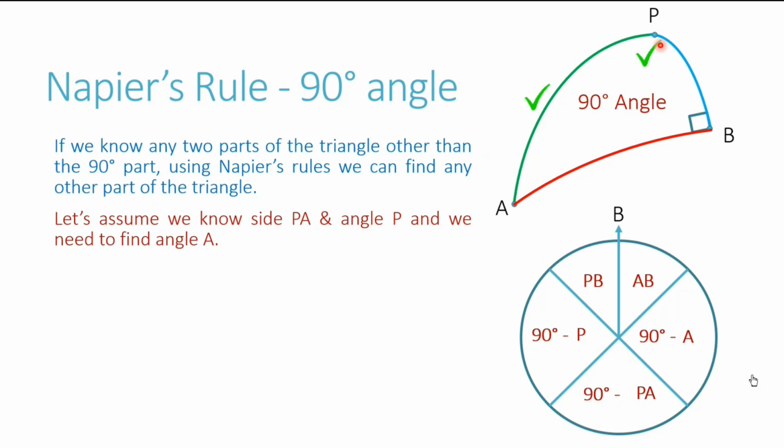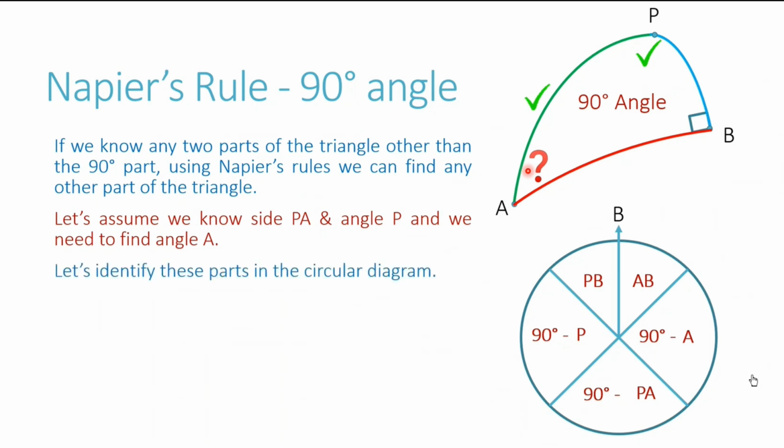And now using Napier's rule, we want to find out angle A. We can find out anything else. See, there are 3 unknown parts now. One is angle A, another is side AB, and the third unknown part is side PB. We can find any of the unknown parts using the Napier's rule. But let's assume that we first of all want to find angle A. So let's show a question mark at angle A. This is the angle which we need to find out.